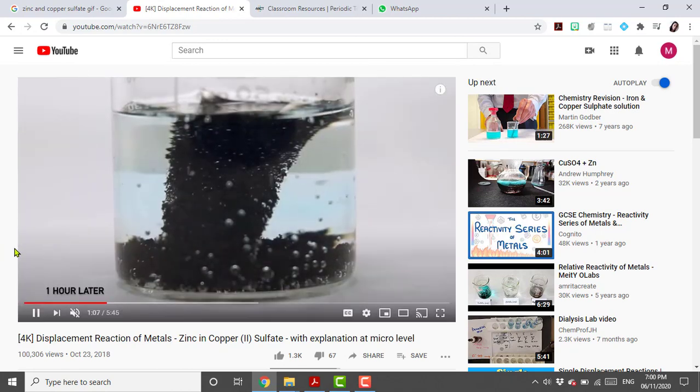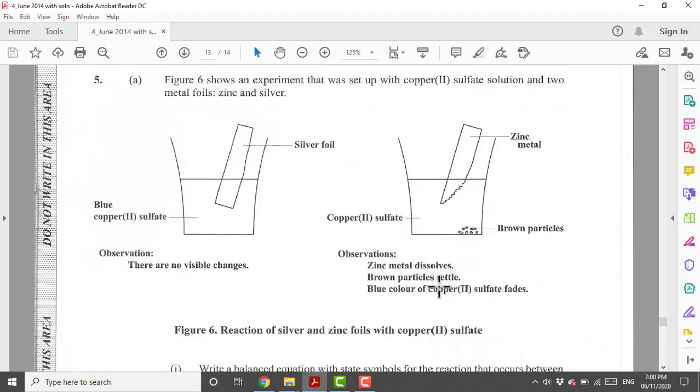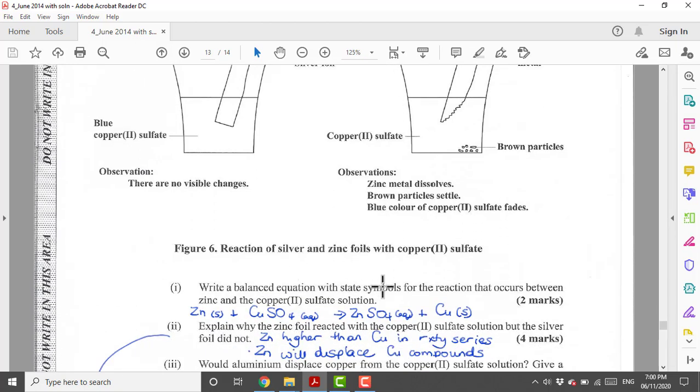Right, so after an hour, this is what it looks like. The blue has completely faded, and at the bottom, as well as on the piece of metal, a reddish brown solid is being formed. Right, brown particles settle and the blue color fades. Write a balanced equation with state symbols for the reaction.